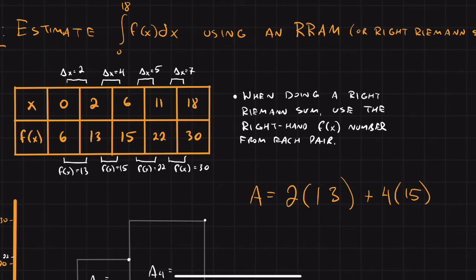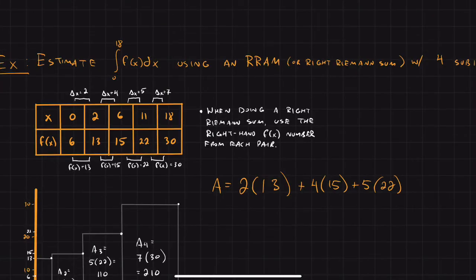The area of the second rectangle would be the delta x equals 4 times f of x equals 15. And then also multiply the 5 and the 22, and then the 7 and the 30. Each of these terms gets added together. That would give us 26 plus 60 plus 110 plus 210, which is equal to 406.